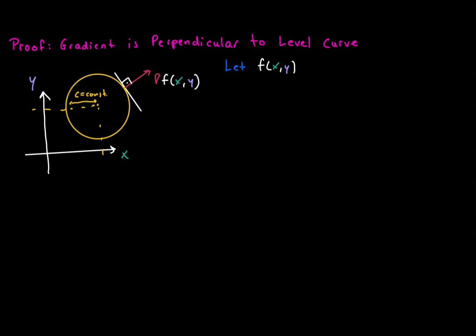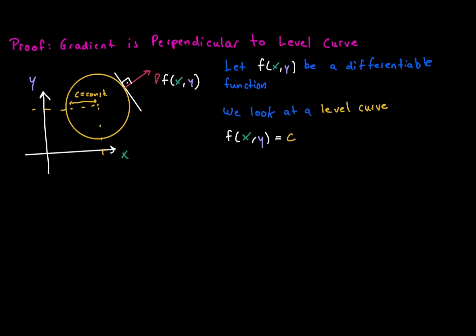Let f of x, y be a differentiable function. We look at a level curve defined by f of x, y equals a constant c. This means all points on the curve have the same function value.